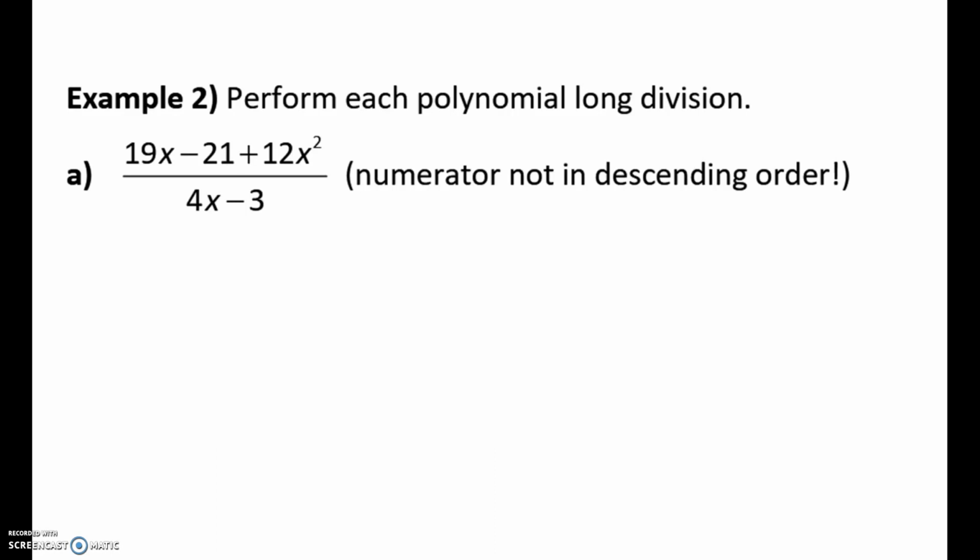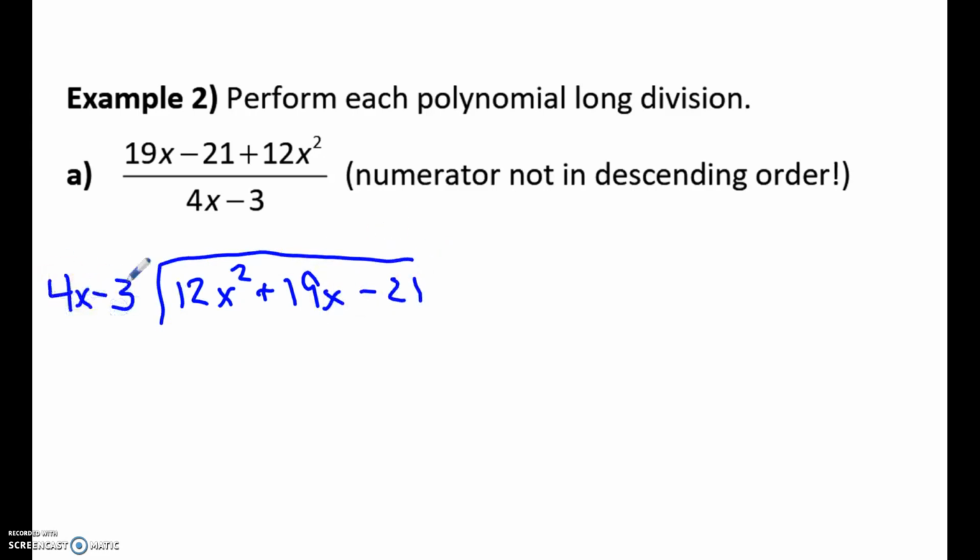We need to first put this in descending order. My numerator is not in descending order. So I'm going to rewrite that as 12x squared plus 19x minus 21. And I want to divide all of that by 4x minus 3. So what I do now is I ask myself, what would I have to multiply 4x by to make it 12x squared? Or if I divided 12x squared by 4x, what would I get? The answer is 3x, because 3x times 4x gets me 12x squared.